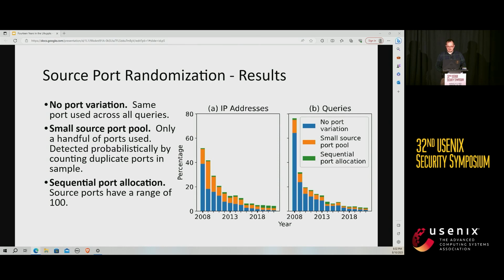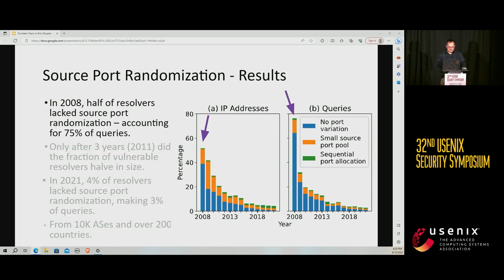First, we look at source port randomization. There are actually 3 classes of poor source port randomization that we detected. The first being no port variation at all. This would be the clearest case. Second, we looked for resolvers with a small source port pool, such as a resolver that randomly determines a set of ports at startup and alternates between these. And finally, we looked for resolvers that selected ports sequentially.